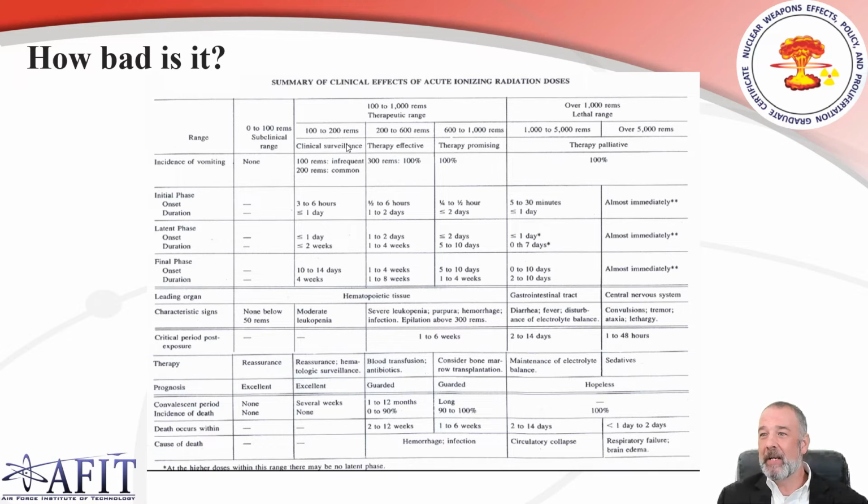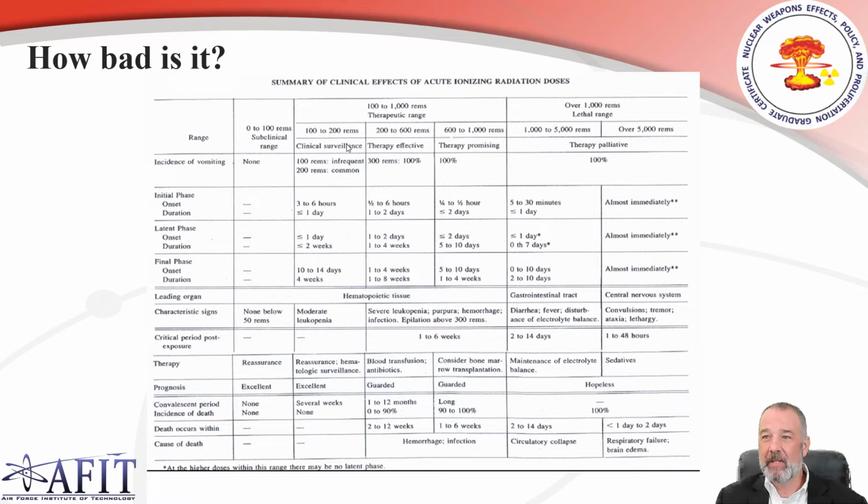So incidence of vomiting, when you're between 100 and 200 REMS, and we can call this centisievert, is infrequent at 100, more common at the upper end of that, 200. But if we move into effective therapy, so at 300 REM, everybody throws up. And then from 600 to 1,000, obviously, if 300 is the threshold in the previous category, again, we're going to hit 100%. Everybody's going to throw up.